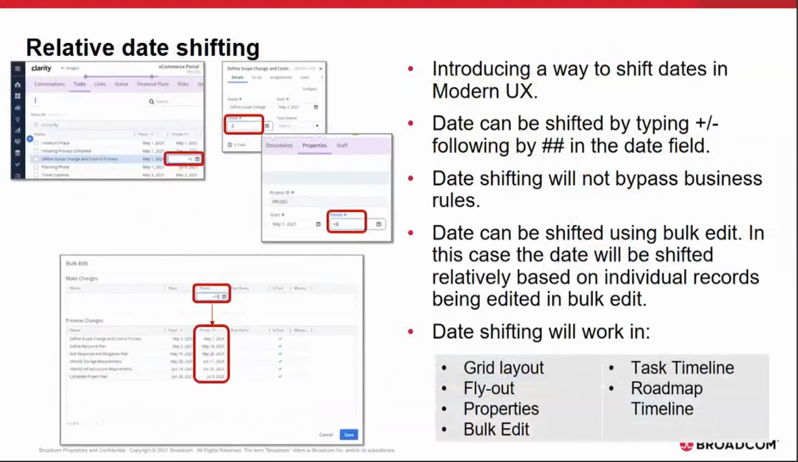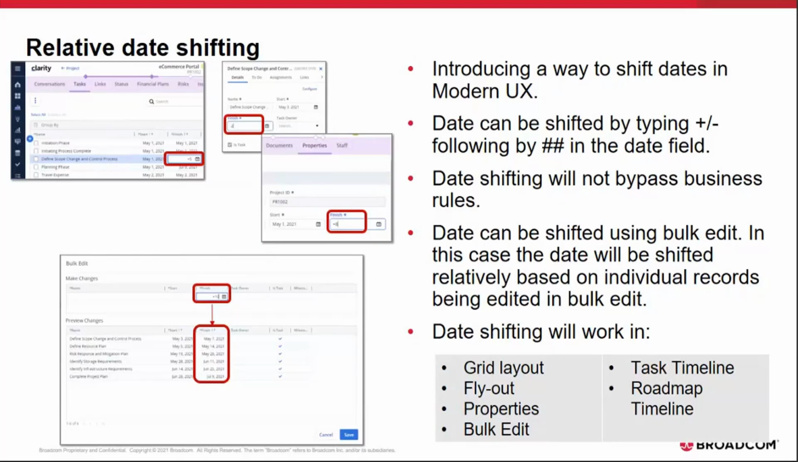We are introducing relative date shifting in the modern UX. This is one of the new and exciting features which allows us to essentially shift dates in a relative manner. We can shift a date anywhere in the modern UX, whether it's in the grid, in the flyout, in the properties page, or in the bulk edit.